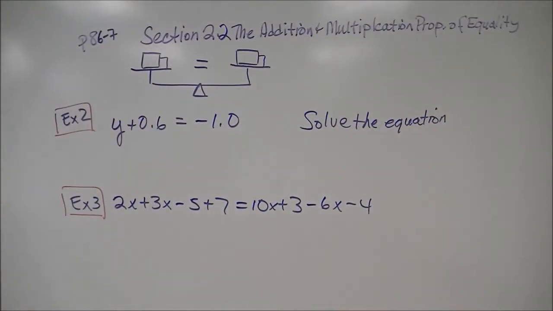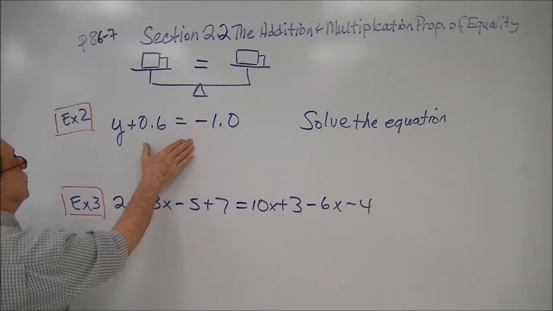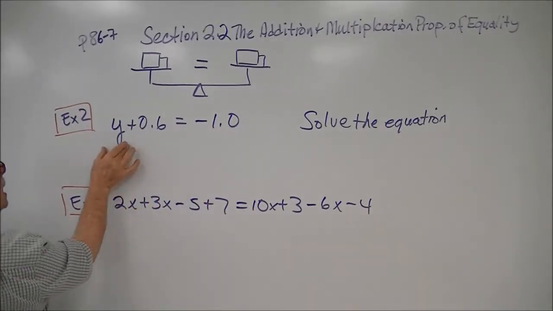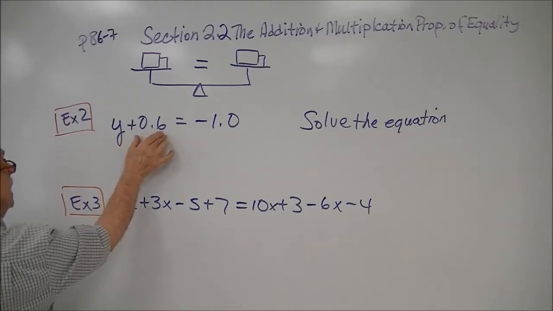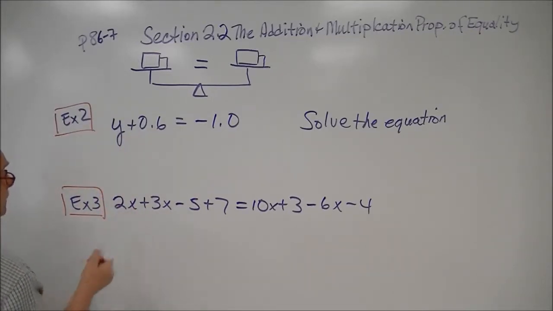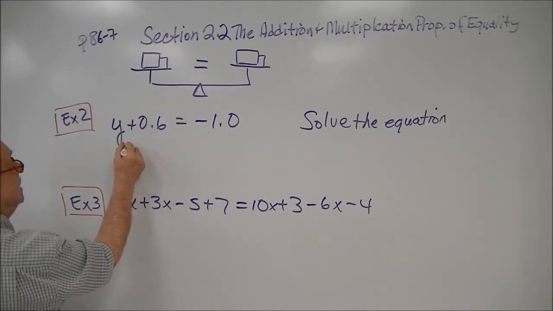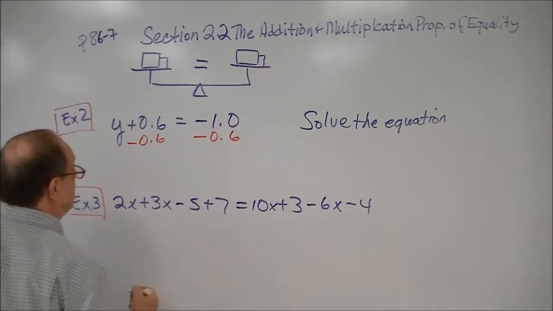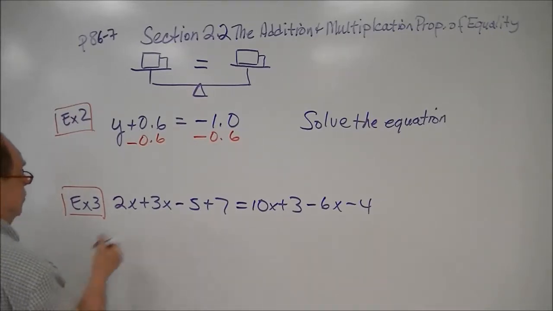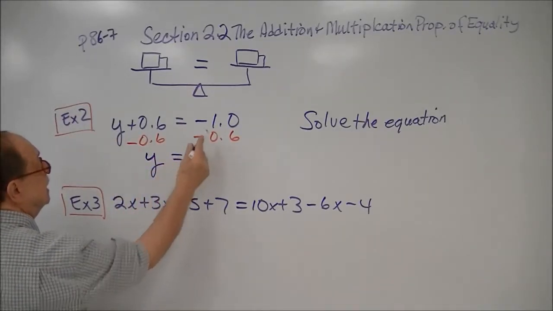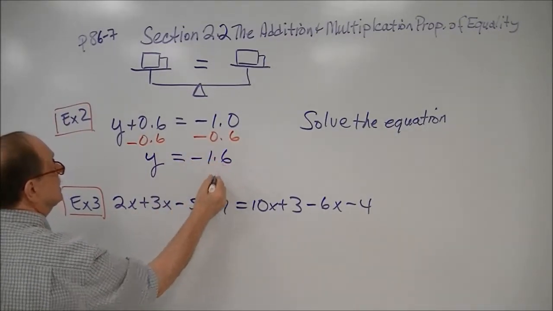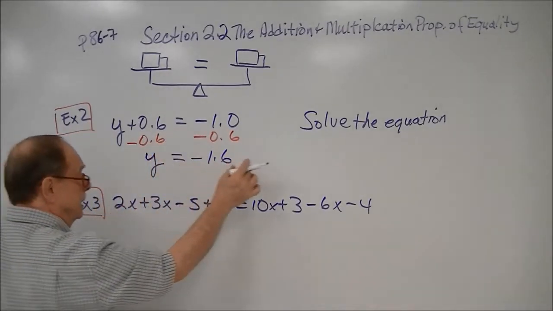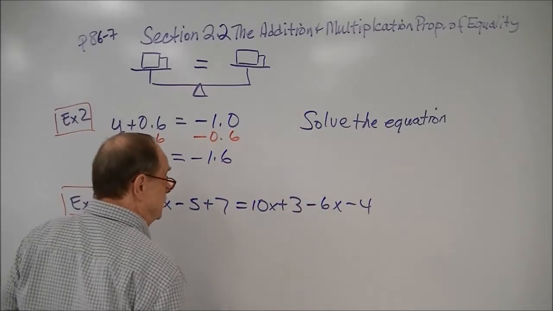Going on to example 2, again a very simple equation. A letter, a number, a number. We want to isolate the letter. So we're going to add the additive inverse of a positive 0.6, which is a negative 0.6. Put that to both sides. We then get a y by itself, which is what we're looking for. And then this becomes a negative 1.6. This simple step here is referred to as solving the equation.